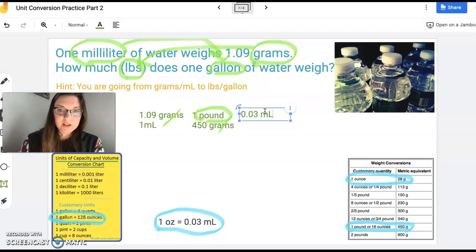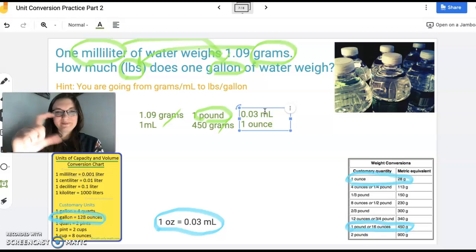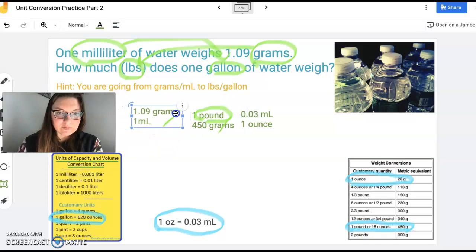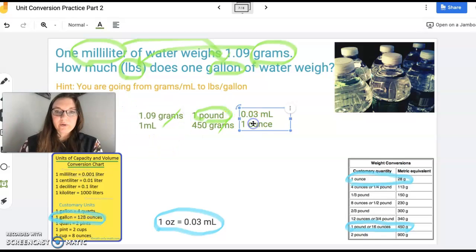0.03 milliliters is the same as 1 ounce. And to put that in perspective, there are 8 ounces in a cup. A cup meaning like a measuring cup, right? Like 1 cup is 8 ounces. You can think about like 20-ounce drinks and stuff like that. Oh, that's going to mess up my lines. I'll just keep it.